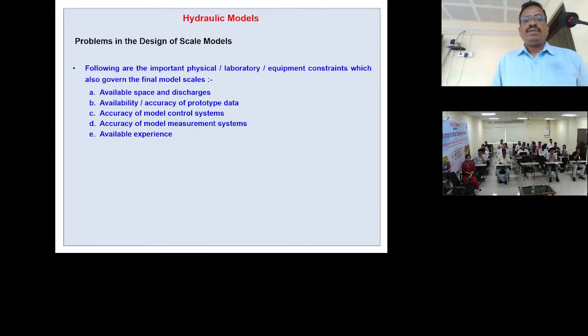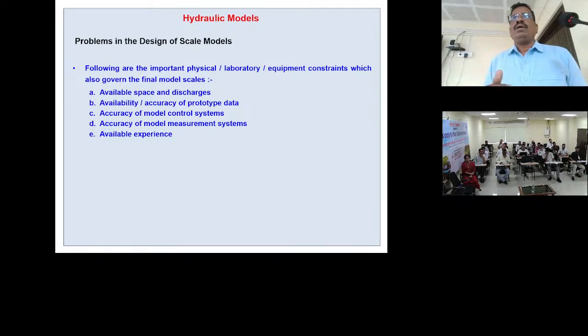The problem in the design of model scales. The following are the important physical and laboratory equipment constraints which also govern the final model scales. Available space and discharge. This is very important. Before constructing a physical or hydraulic model, everyone should know how much space you have in your laboratory. You have to know the horizontal length and width, and according to that you have to select the model scale, horizontal scale and vertical scale.